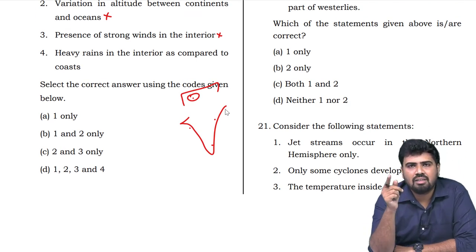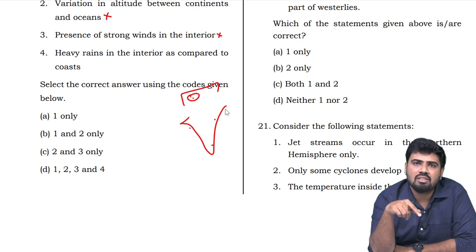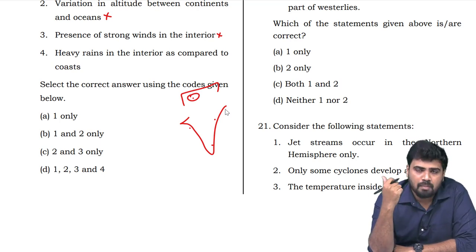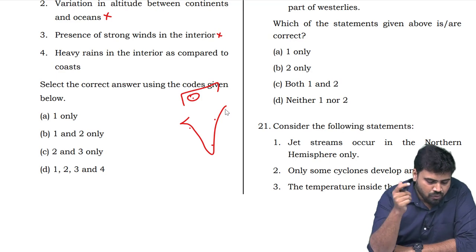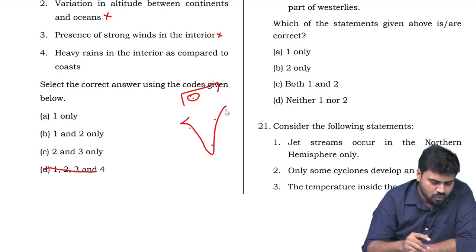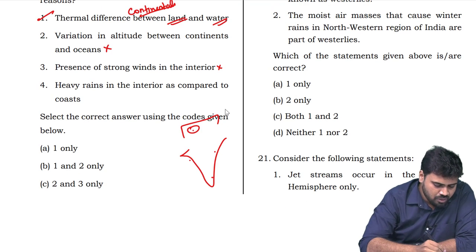Actually, it is the reverse, right? Due to marine influence, the coastal region will experience more rainfall compared to the interior parts. So the fourth option is definitely wrong. So the only option is option A.